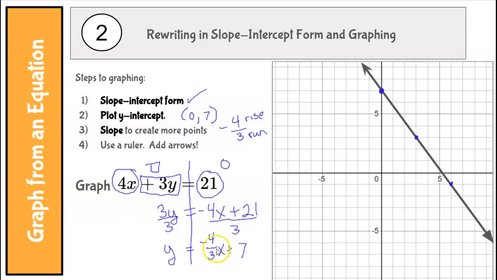And that's it. Just a quick double check. It's going down. It's negative slope. That's good. It's going through a y-intercept of 7. That's good to go. All right, let's look at another one.